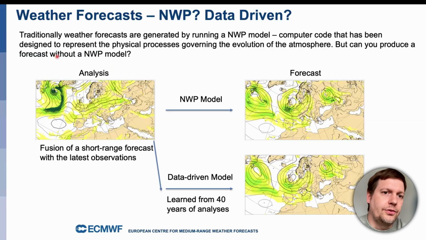So again, to recap, the analysis we're talking about is a fusion of a short-range forecast, usually from an NWP system, with the latest observations, so that gives us a good estimate of what the current state of the atmosphere is. And then with a physics-based system, you can start from this and produce a forecast. With a data-driven system, the question is, can you learn and replace this physics-based system by learning from, for example, 40 years of reanalysis data?